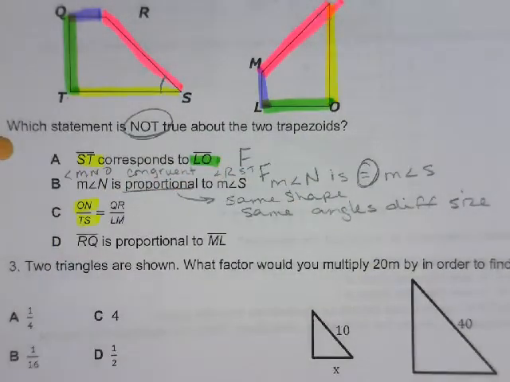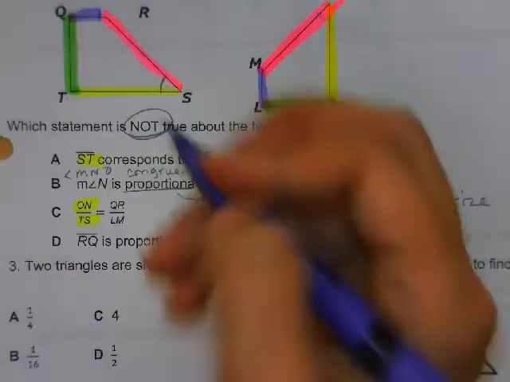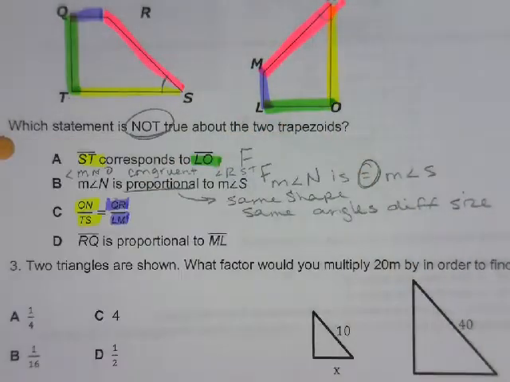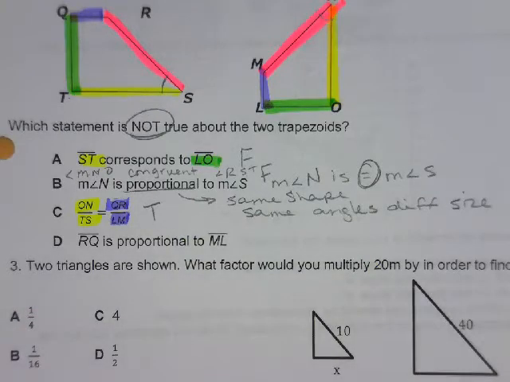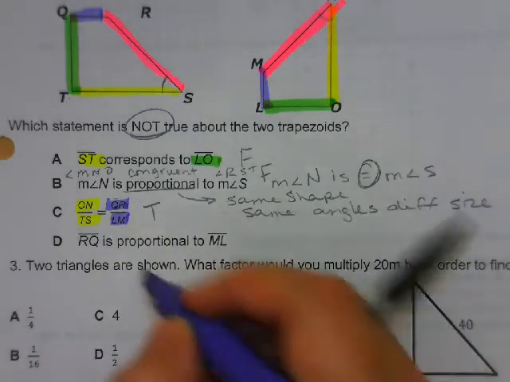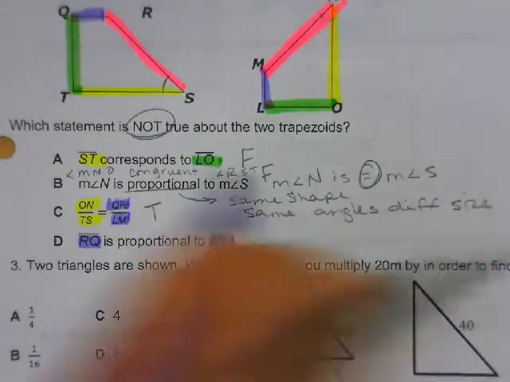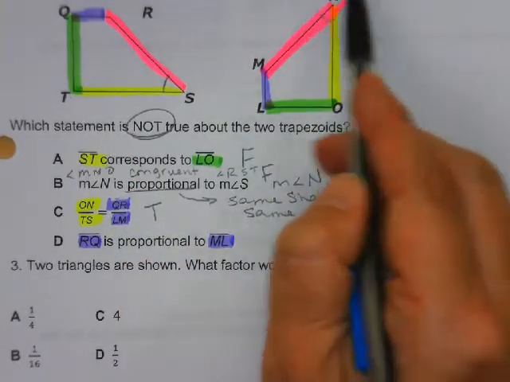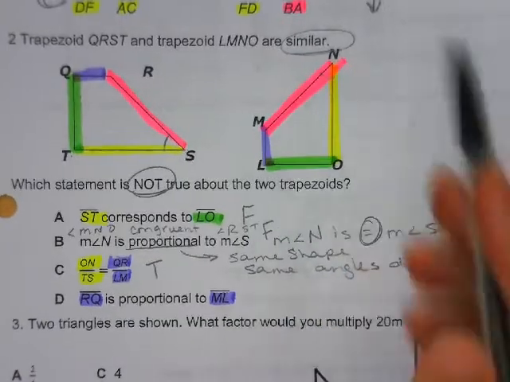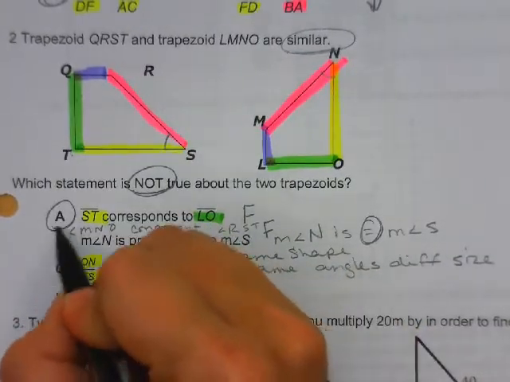ON and TS and QR and LM, so we can see that that proportion is true. And RQ and ML, those line segments are proportional to each other because these are going to be different measurements based on this word similar up here. So this is true. So there were actually two answers on this one.